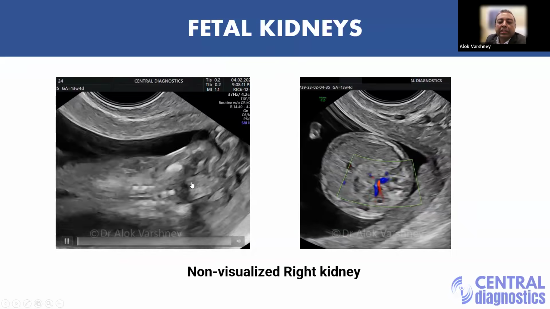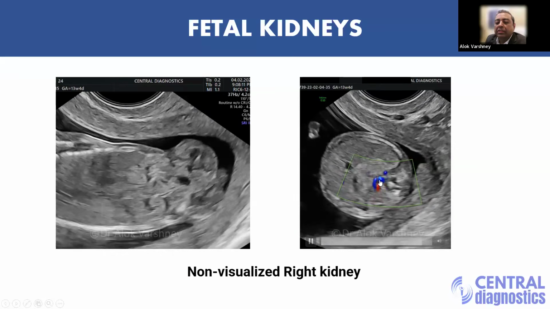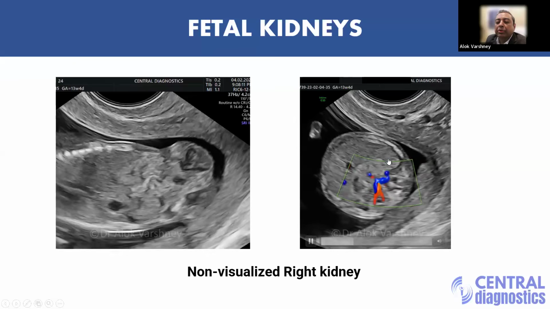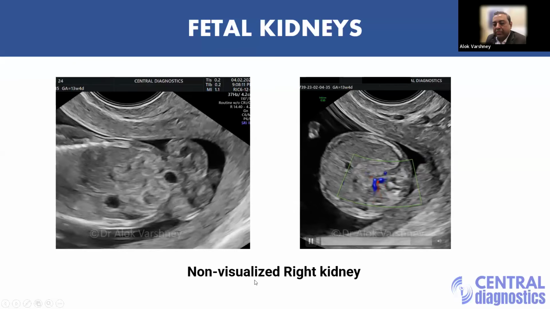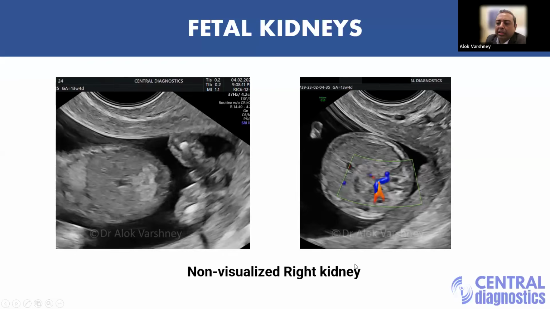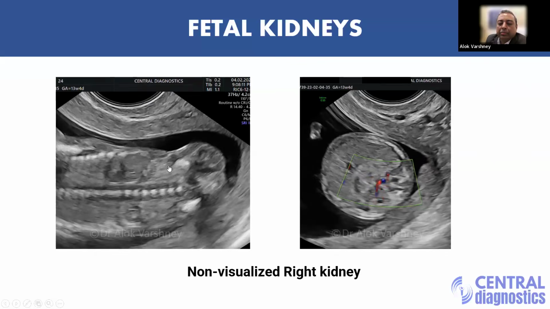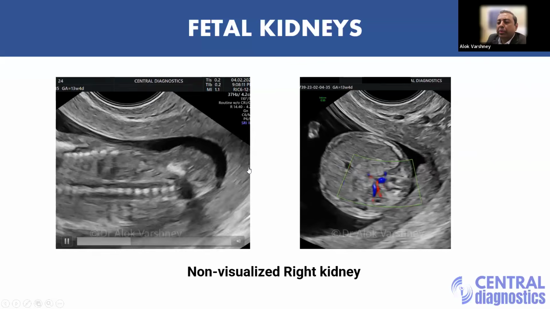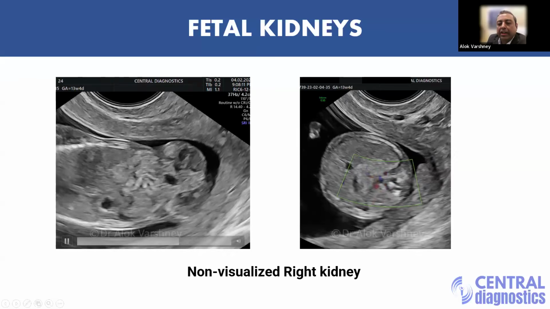That's the urinary bladder that is present. And when we turn on the Doppler, we can see there's only one renal artery arising from the aorta. On the other side, we do not see any renal artery. So this turned out to be an absent right kidney. If we see just one kidney, in most of the cases they will have an ectopic other kidney, but this one was a non-visualized right kidney.